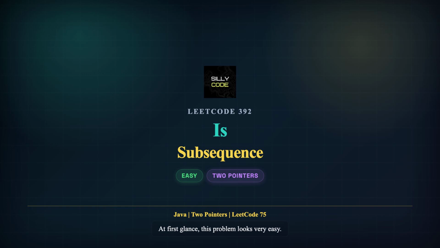At first glance, this problem looks very easy. We're just checking whether one string appears inside another. But don't let the easy tag fool you. This problem teaches a matching technique that shows up again and again in coding interviews. Once you understand the idea behind it, you'll be able to recognize the same pattern in many other string problems. So instead of just solving today's problem, let's understand the interview thinking behind it.